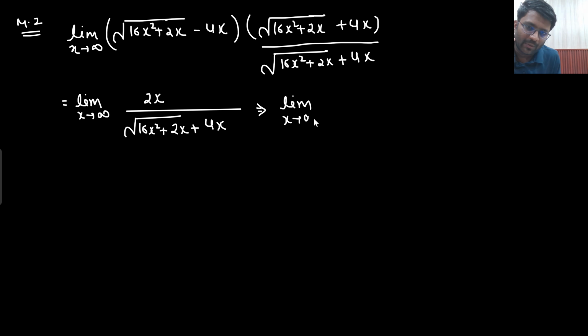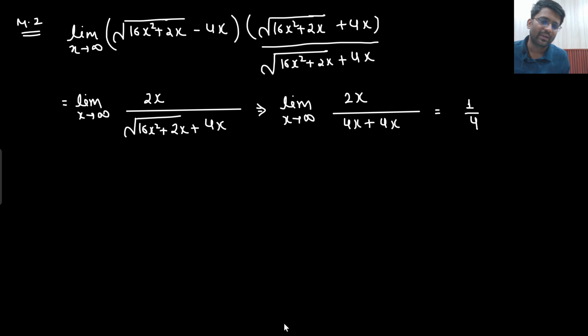I can do some approximation. So this value 2x and the downward value under root 16x square plus 2x could be replaced with under root 16x square. That could be replaced with 4x. So now this will become 4x plus 4x, right? So this has become 2x by 8x, x and x will get cancelled out. What is the answer you will be getting? Answer I will be getting is 1 by 4. There you go, that's the answer.